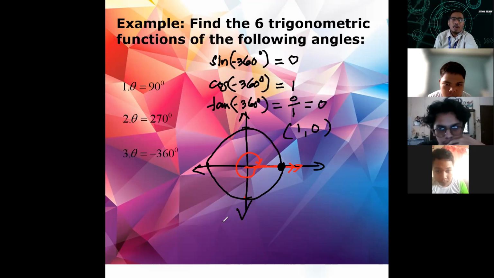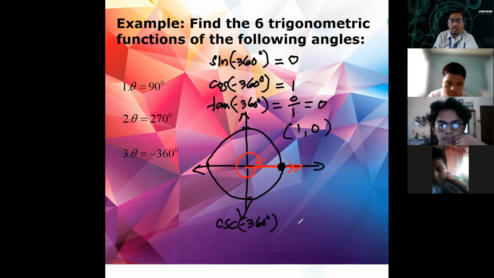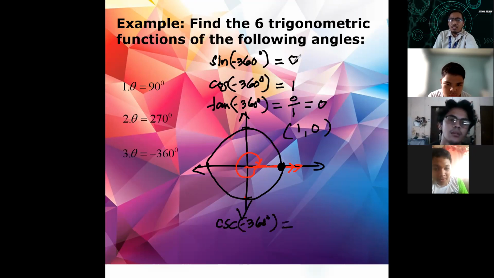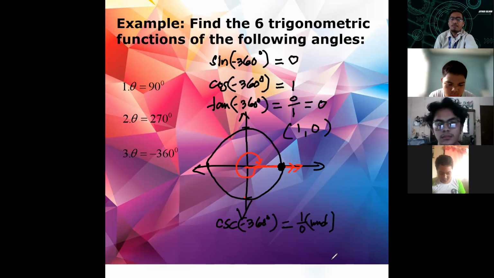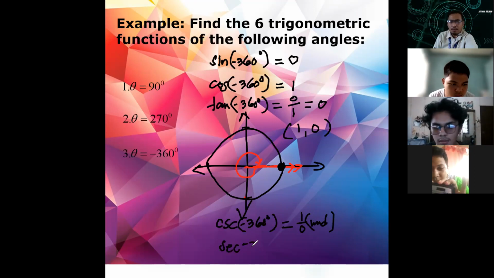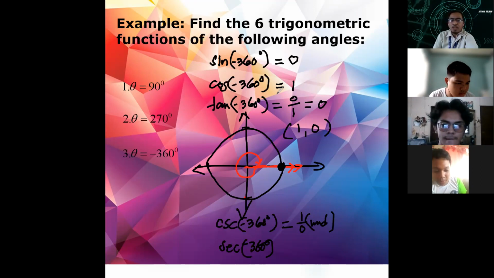Okay. How about the cosecant of negative 360 degrees? It's just the reciprocal of your sine. Undefined, sir. Yes, correct. It is 1 over 0, and that is undefined. How about your secant of negative 360 degrees? Undefined also, sir.